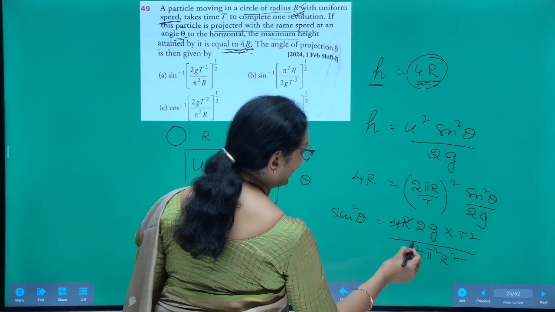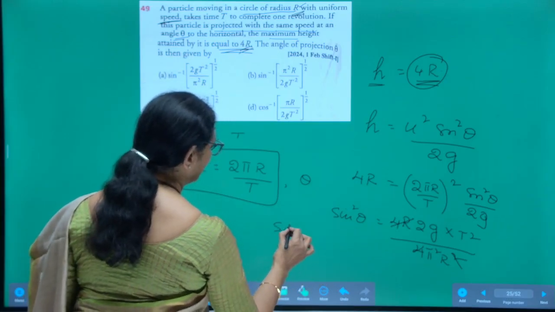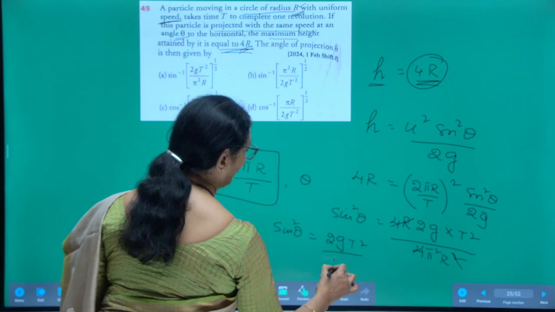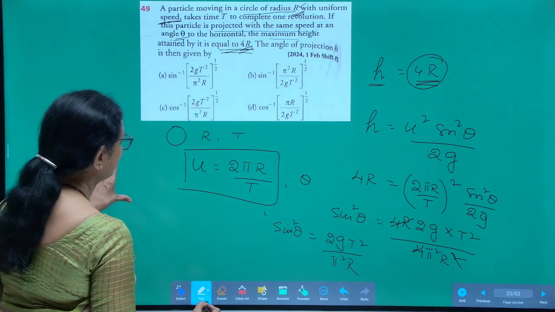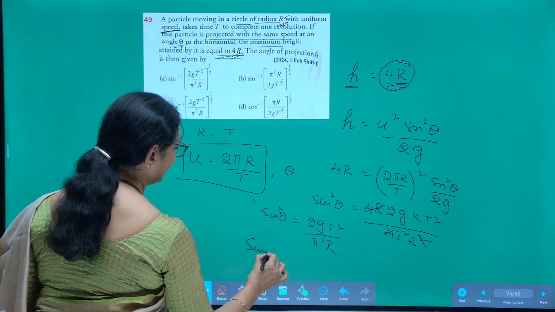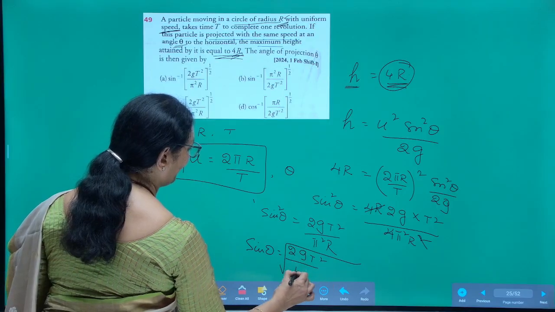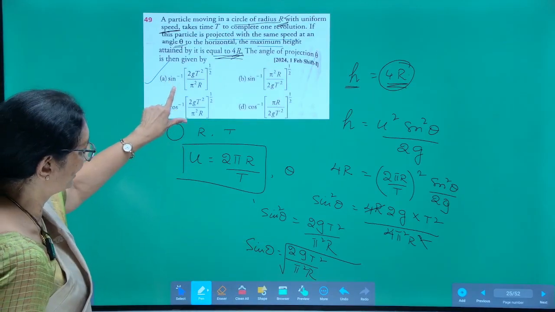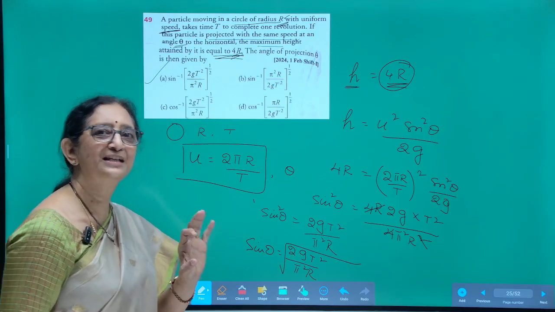Now, 4r and 4r get cancelled. So, sin square theta is equal to 2g t square by pi square r. So, sin theta is equal to square root of, isn't it? From this, what will be sin theta? Sin theta will be equal to square root of 2g t square by pi square r. Or theta is sin inverse of that. The problem is so simple.